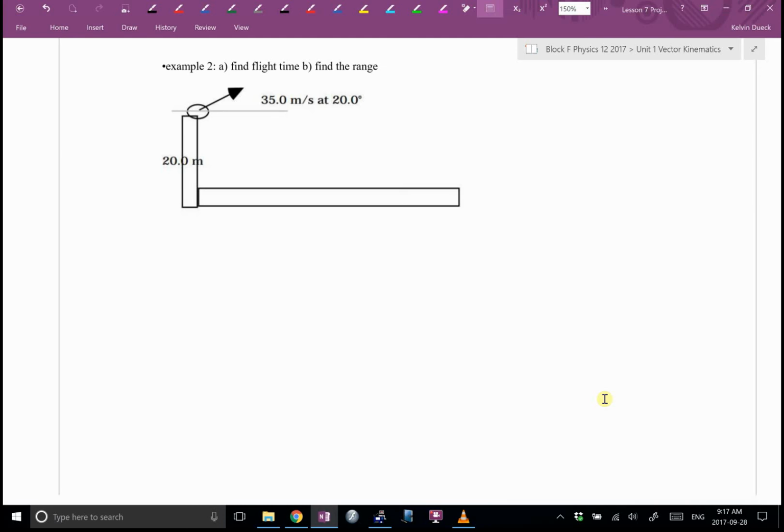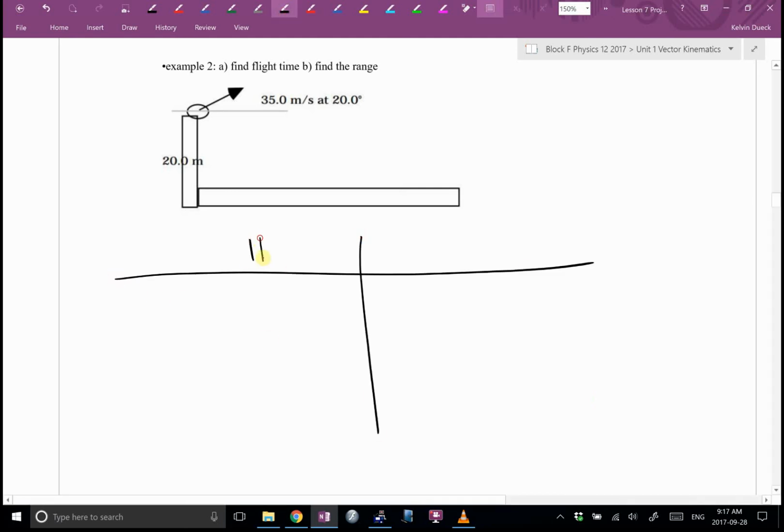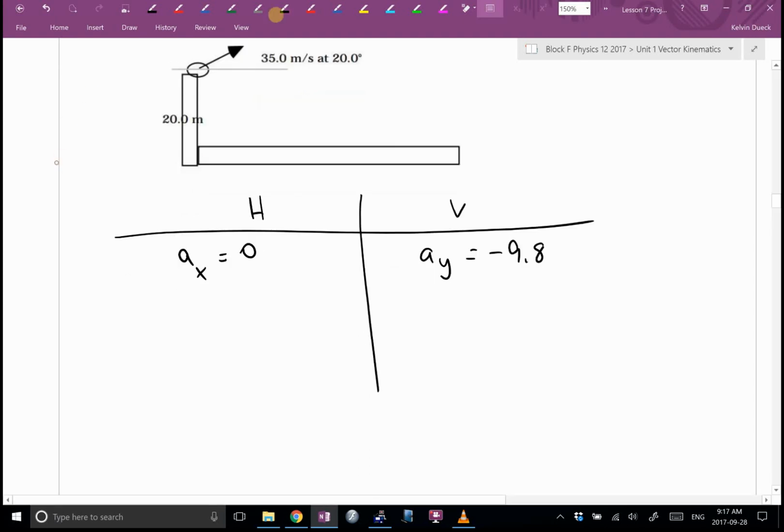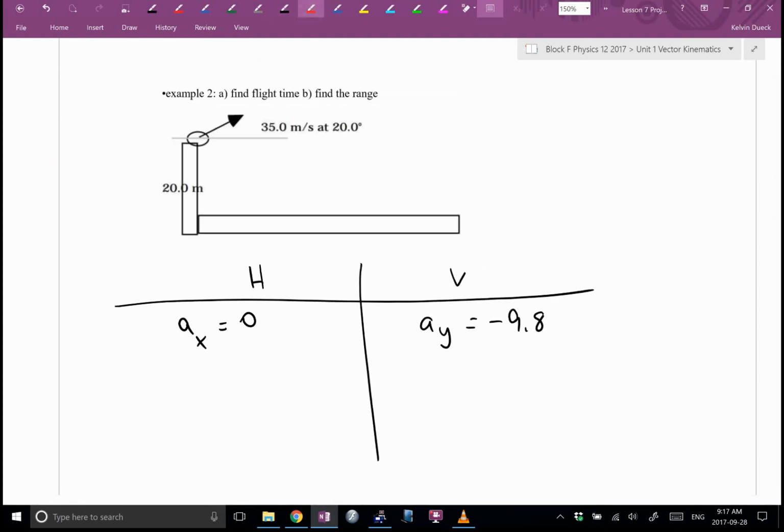Find the flight time, find the range. Sharon, is this a projectile? So we're going to go T-table. Write down our physics no-brainers. Sharon, do you see angles? This is the Java 4, components. So we're going to take that 35 at 20 degrees, and we're going to break it up into Vx and Vy initial.